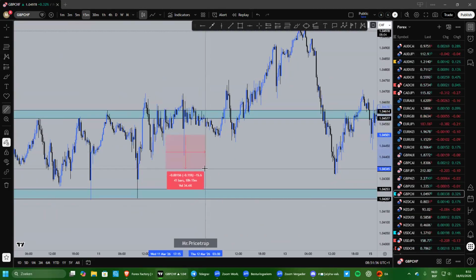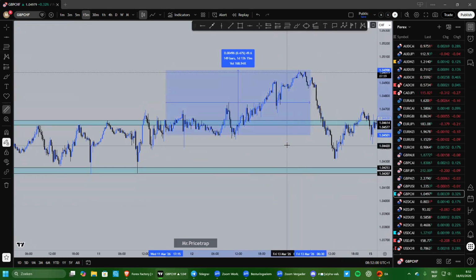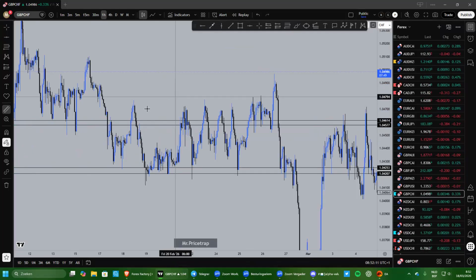So if we have the 15 pip stop loss, we only go risk free after 1-on-2 risk to reward. And then we go for 49 pips in profit. So again, GBP CHF has another 1-on-3 risk to reward in the bag. Like, damn.